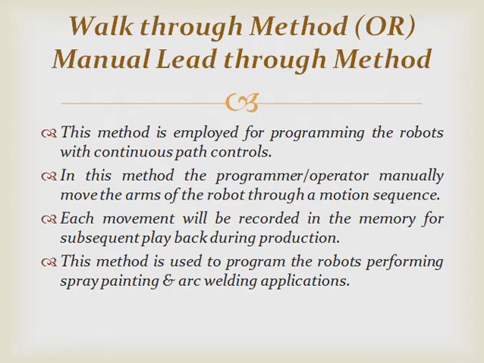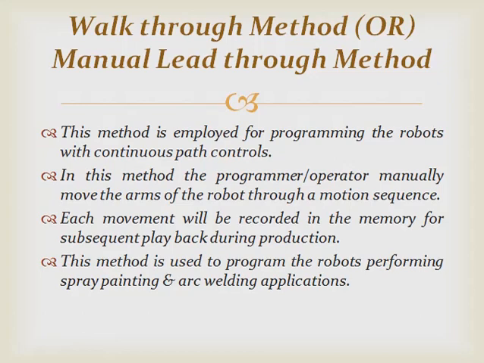What is the difference between the first method and this, we need to make out, because we have already mentioned there are 4 different types we're going to implement in programming. So you need to see the differences. In this method, the programmer or the operator will manually move the arms of the robot initially through a motion sequence. Each movement will be recorded in the memory for subsequent playback during the production.